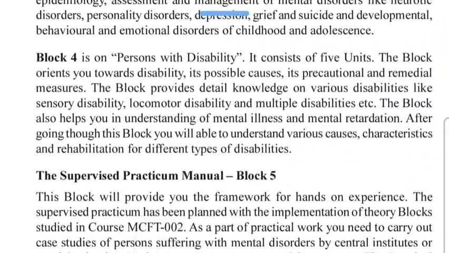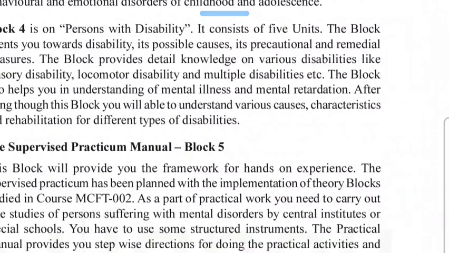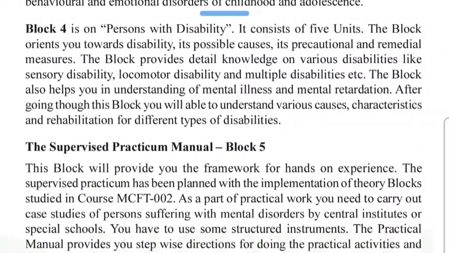Block 4 is on persons with disabilities. It consists of 5 units. The block orients you towards disability, its possible causes, and its preventive and remedial measures. It provides detailed knowledge on various disabilities, such as sensory disability, locomotor disability, and multiple disabilities, etc. The block also helps you understand mental illness and mental retardation. After going through this block, you will be able to understand the various causes, characteristics, and rehabilitation for different types of disabilities.